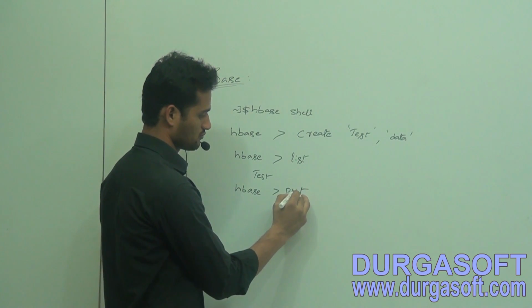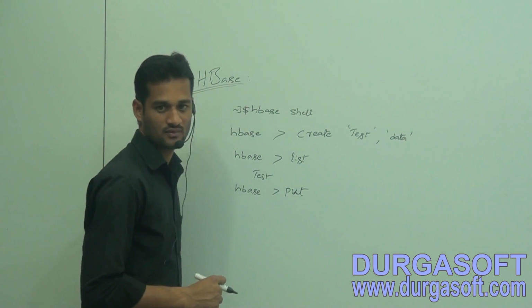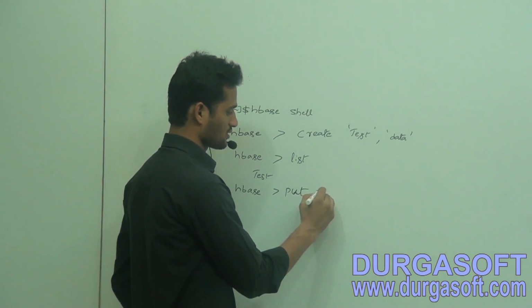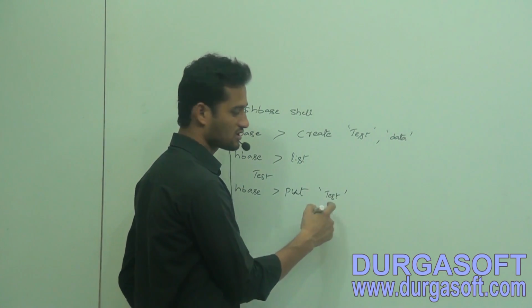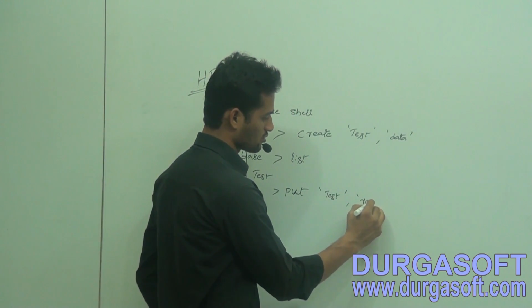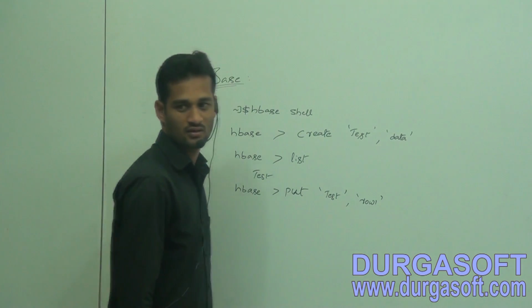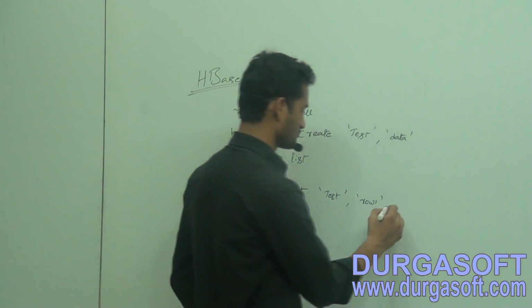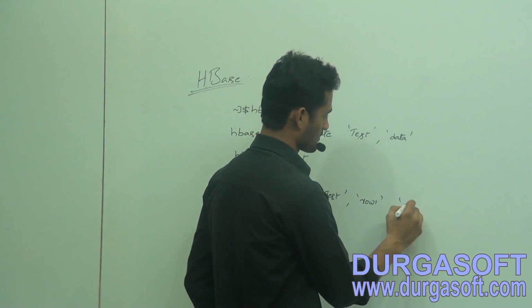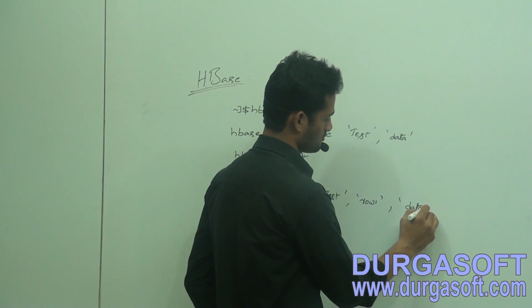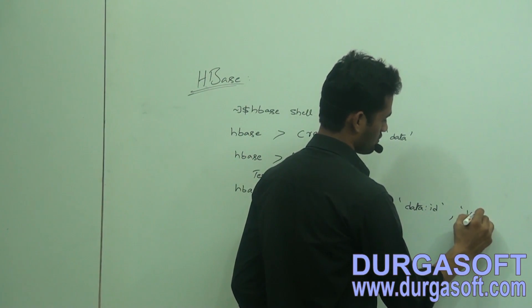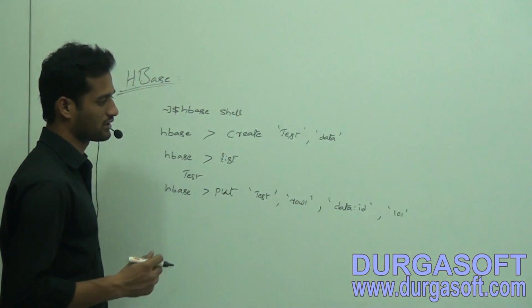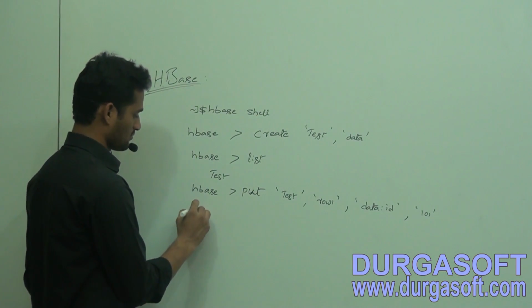Put, space. Test table. Into which table do you want to load? Test table. What is that row here? Row 1. Row 1, comma, I'll take data colon id, comma, value 101.